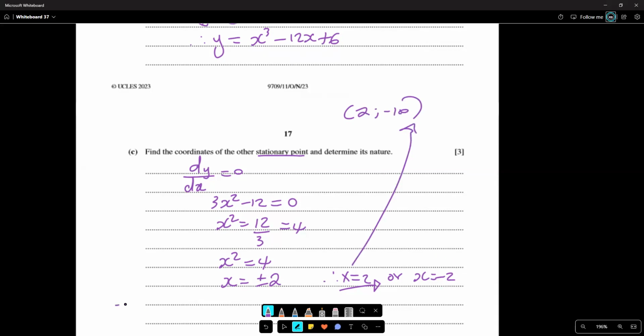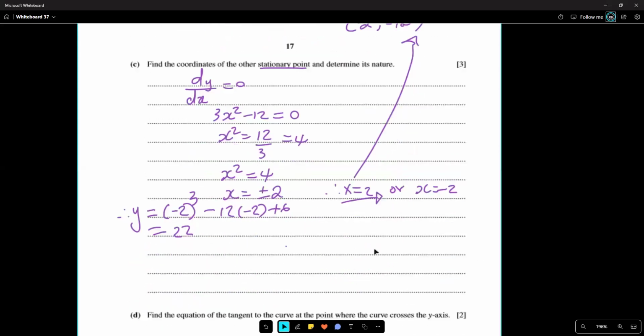So now we're going to say, okay, therefore, we substitute in minus 2 there and there. Minus 2 cubed, minus 12 times minus 2, plus 6, which becomes, let's see on a calculator. That gives us 22. Right. And then the point is going to be (-2, 22). All right.